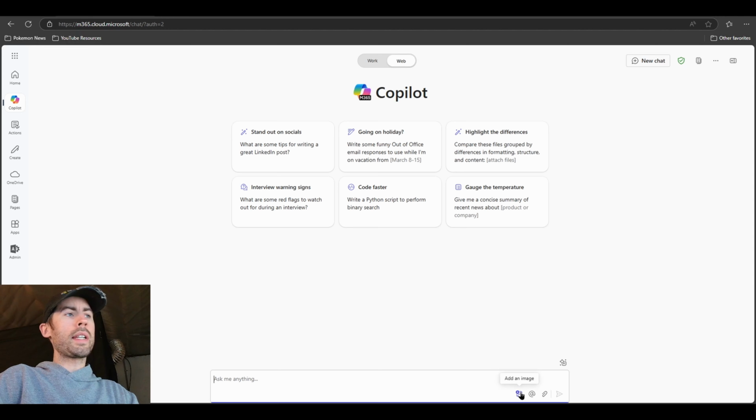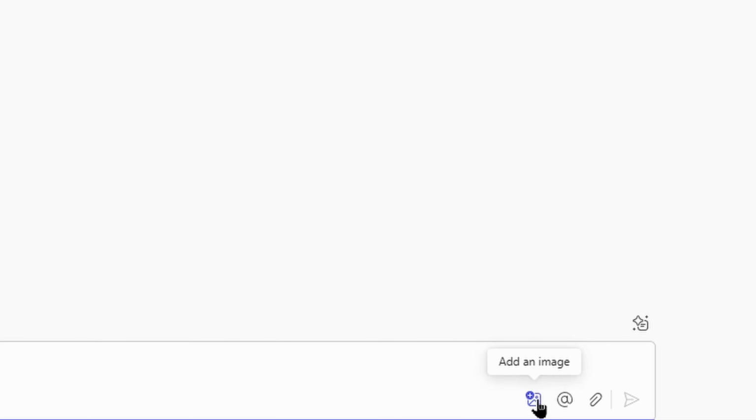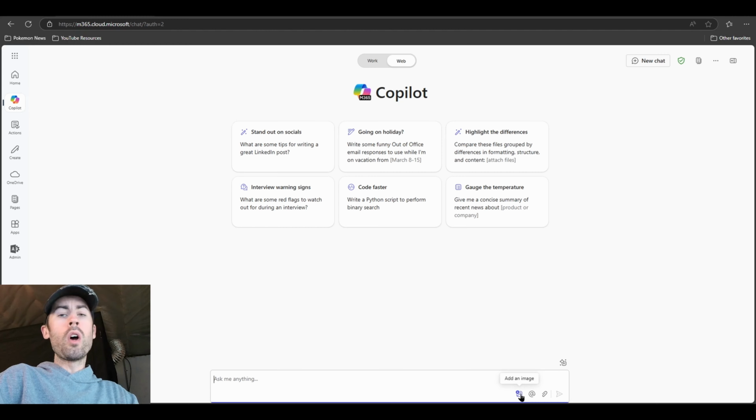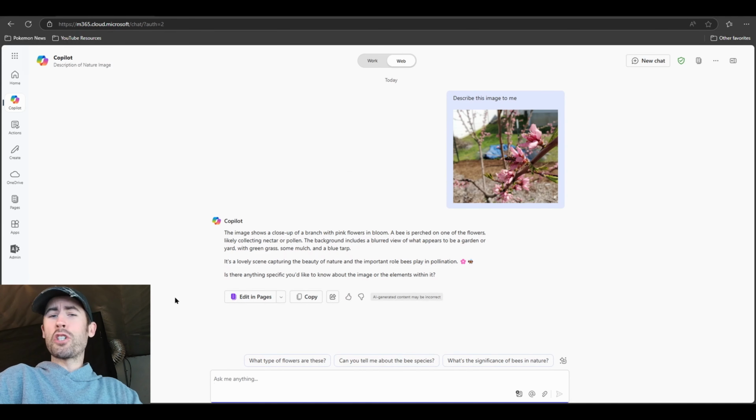Now, as you see down here in the bottom right corner of my prompting box, I have the ability to add an image. If I click on this option, I can directly select my pictures from my File Explorer window, or if I have the picture copied, I can directly paste it into my prompting box. I've pasted my picture directly into my prompting box, and I can have Copilot describe this image to me. Now, as you see, very short, simple, and to the point.